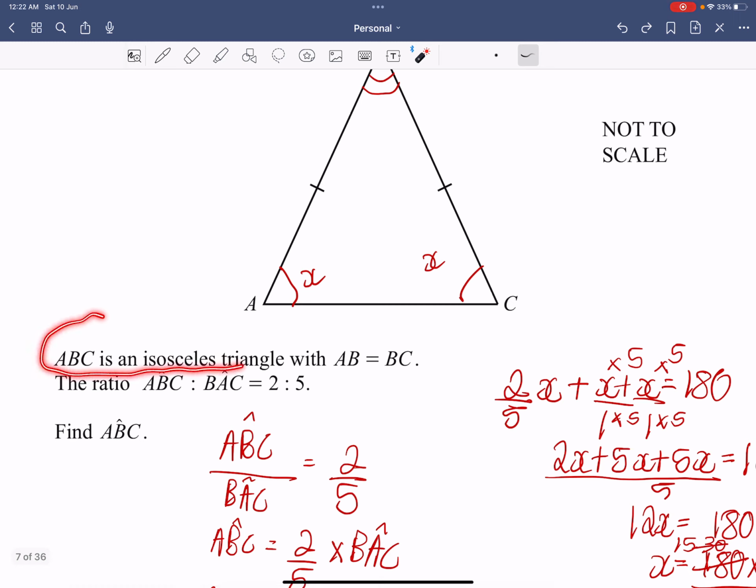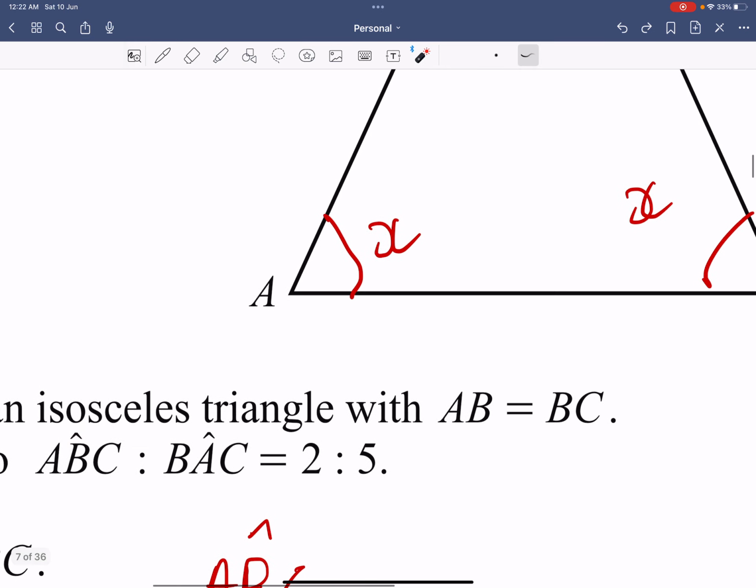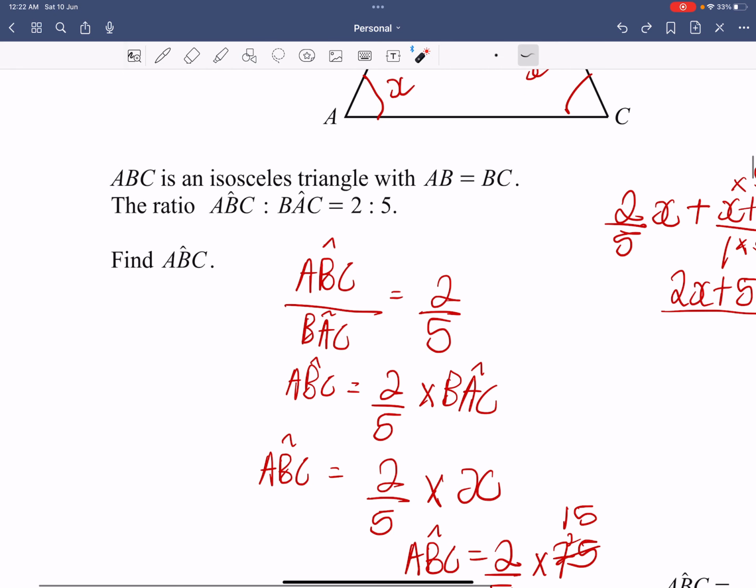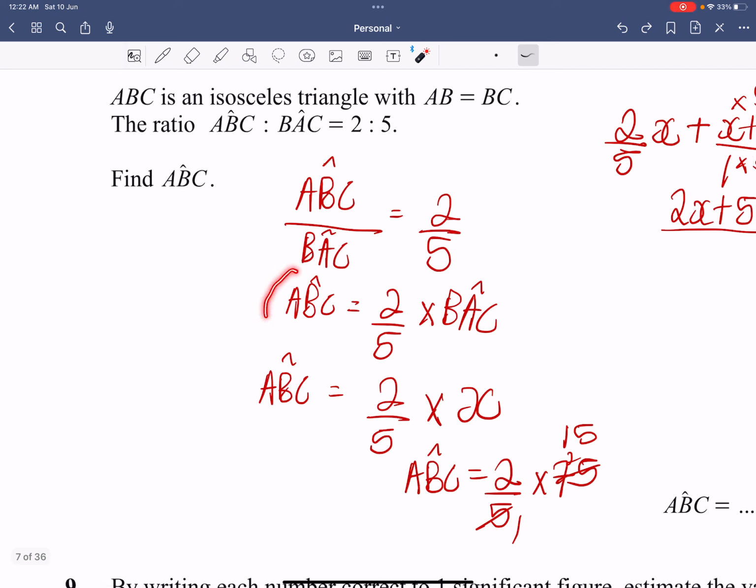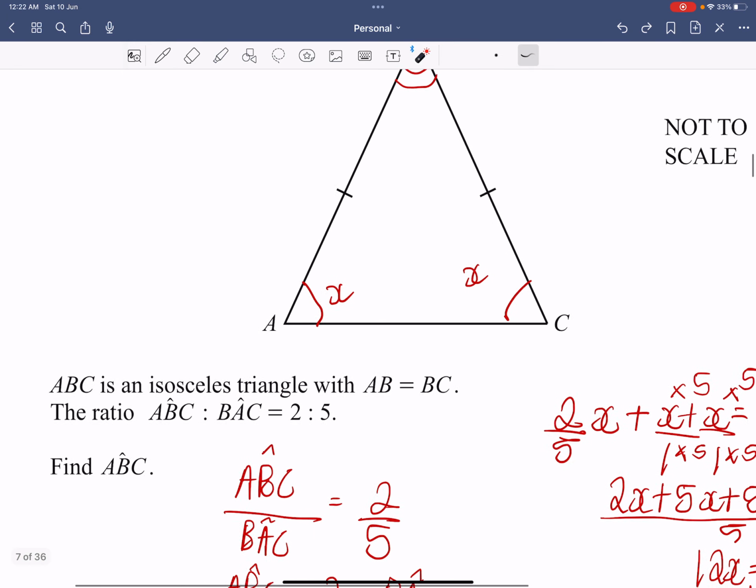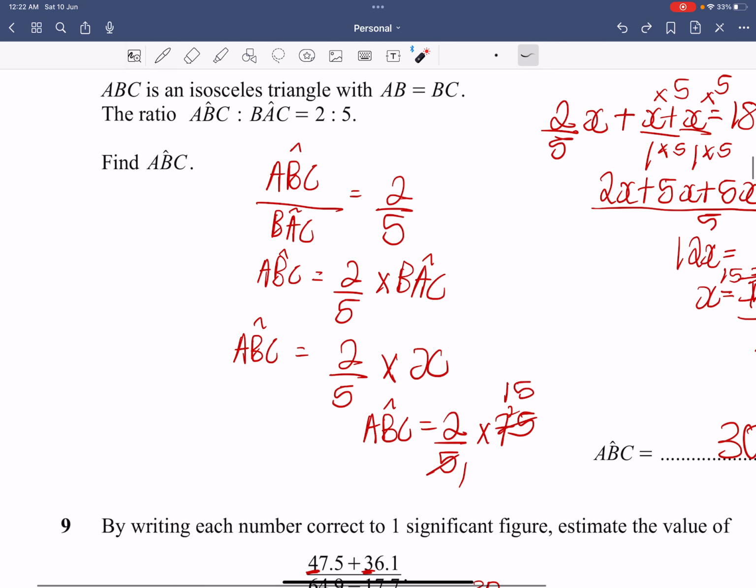So ABC is an isosceles triangle with AB equal to BC, and the ratio of angle ABC upon angle BAC is 2 upon 5. If I rearrange this, can I write it as ABC is 2 upon 5 times BAC? For sure. And since I marked BAC as x, I can substitute it here. Yes. So then ABC will be 2 upon 5 times x, right?